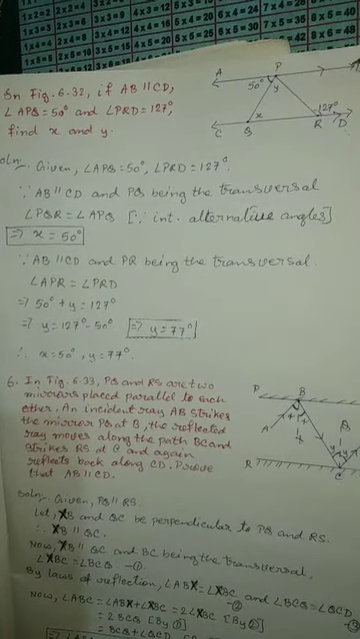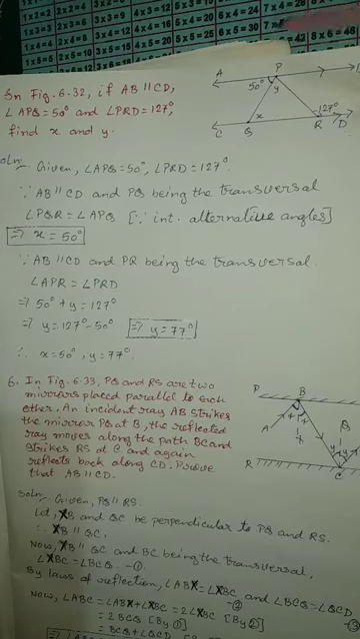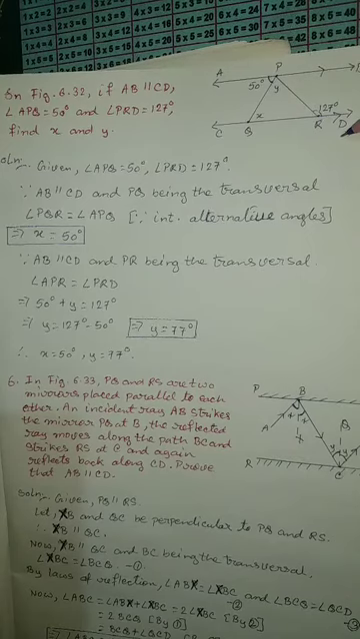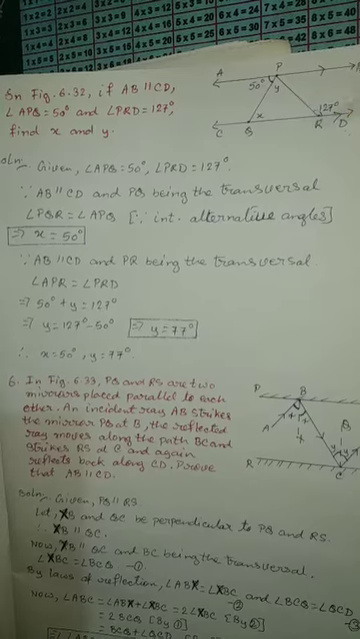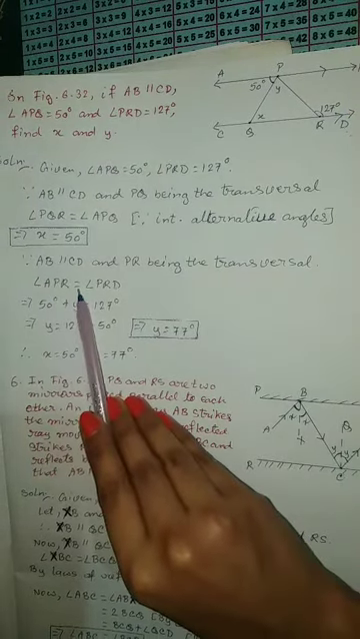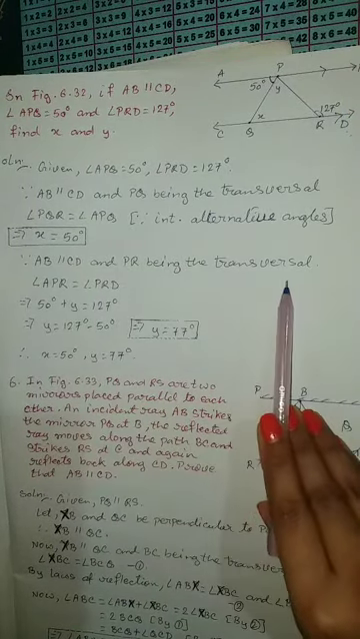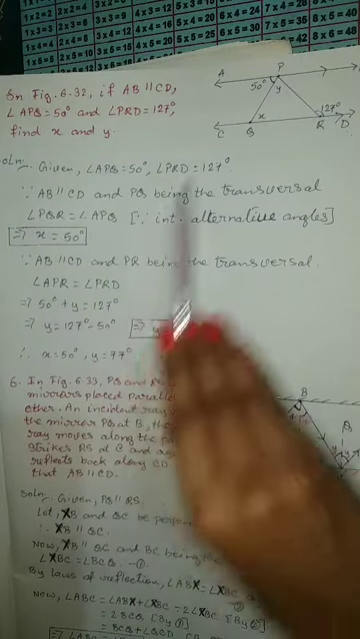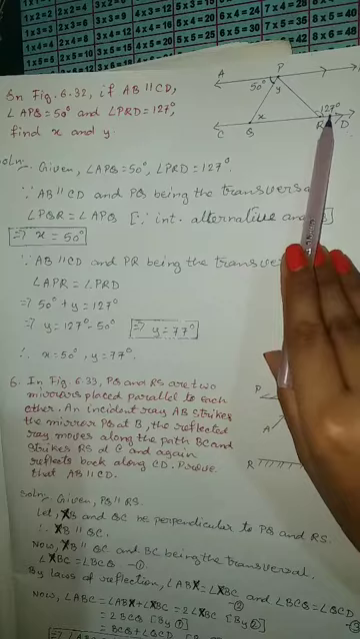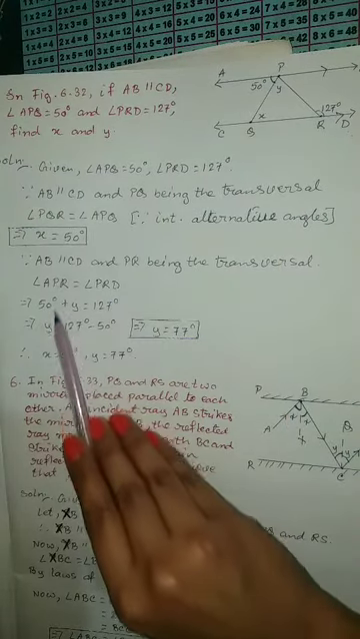Secondly, we have to find out the value of Y, right? Now, for the two parallel lines AB and CD, if we consider PR as our new transversal, what can we say? That angle APR, which is this particular angle, will be equal to PRD, which is this one. So let's write it down. Since AB is parallel to CD and PR is the transversal, angle APR is equal to angle PRD. This particular angle is equal to this.